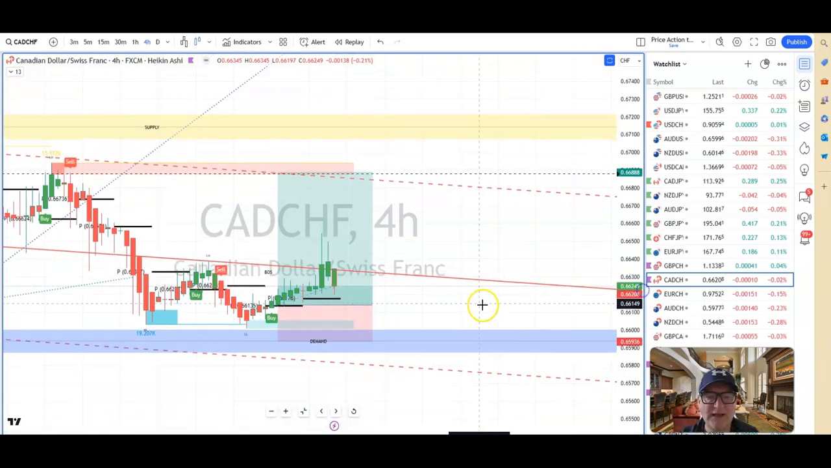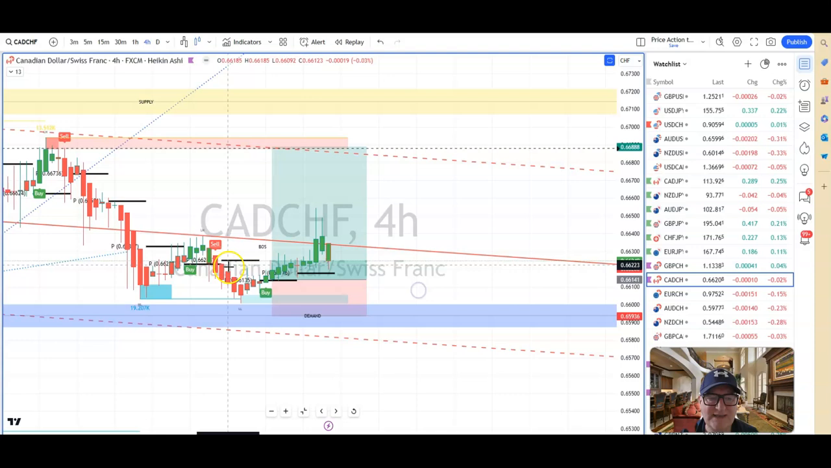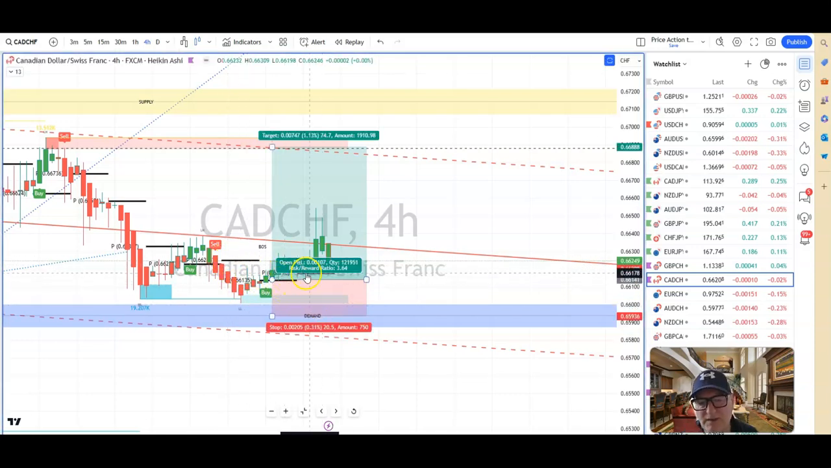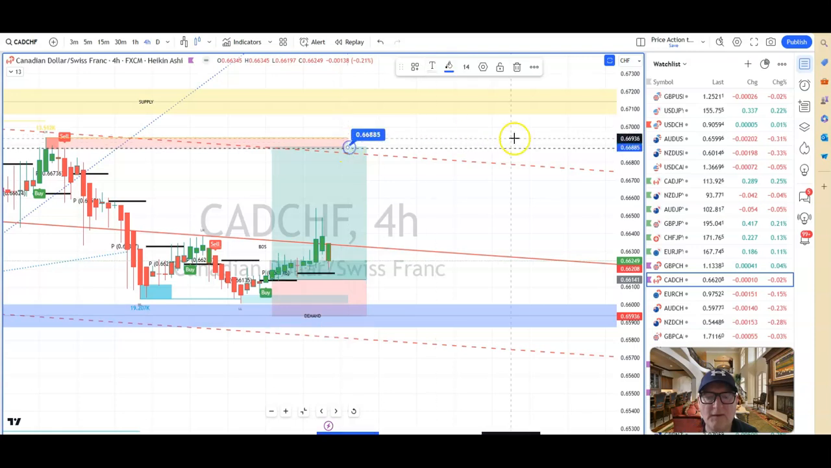Canadian Swiss, again, very similar. We're slightly in profit here. But what I like about this is the fact that you've got a stepping stone effect on the pivot, and it's come down to a very important liquidity zone. And it's going to be heading for 66.88.